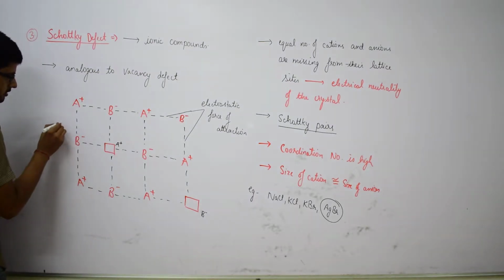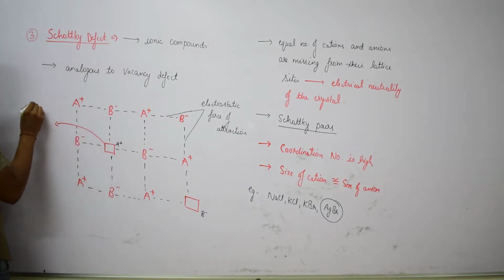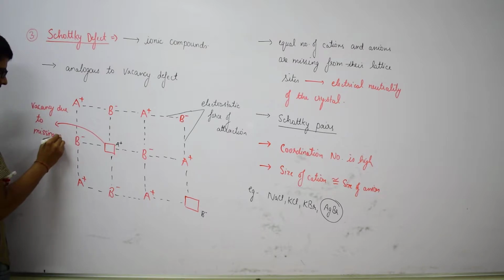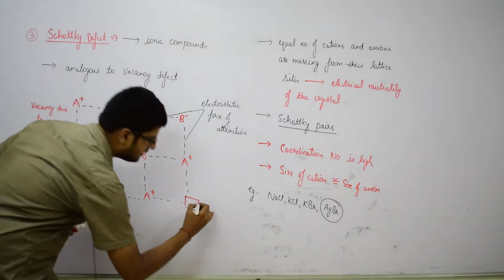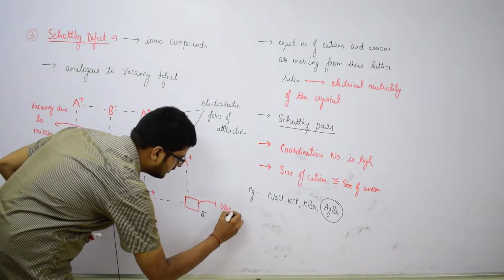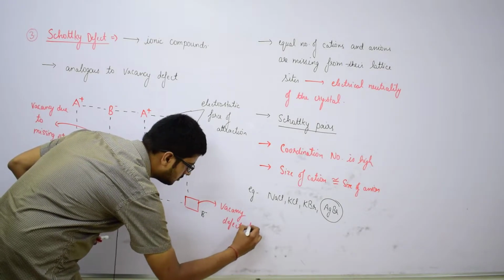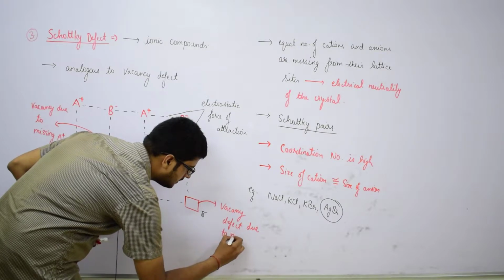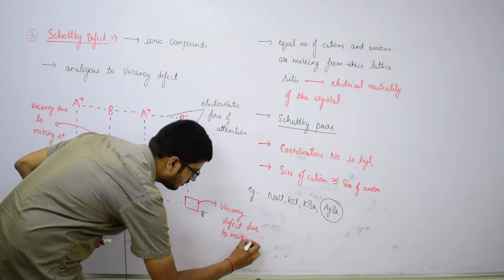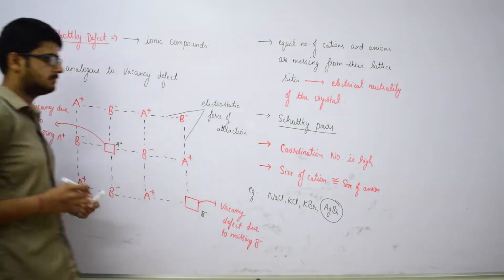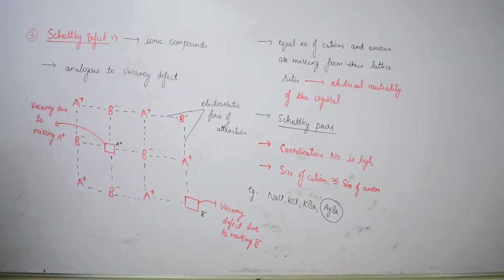So, this is the vacancy created due to the missing A plus cation, and here is the vacancy defect due to the missing B minus. So, this was all about Schottky defect.